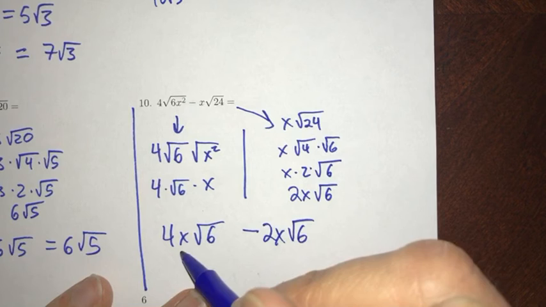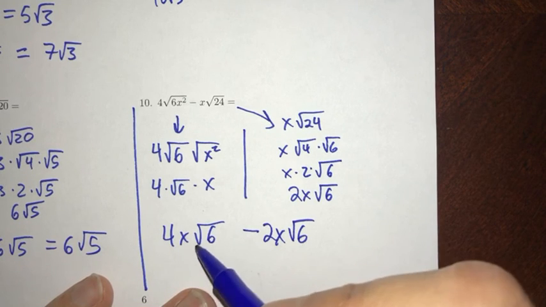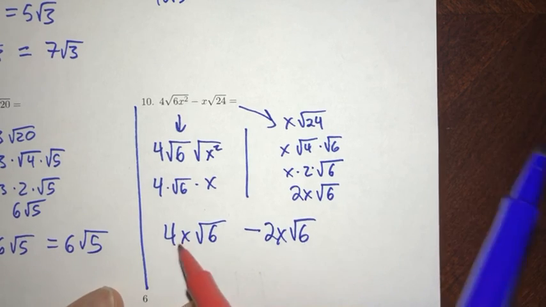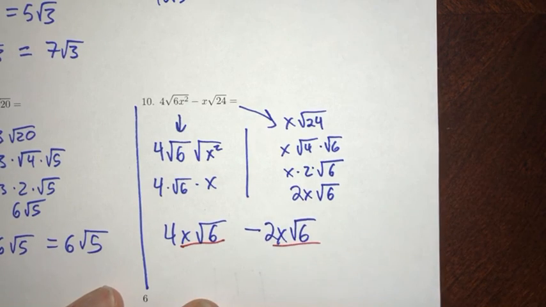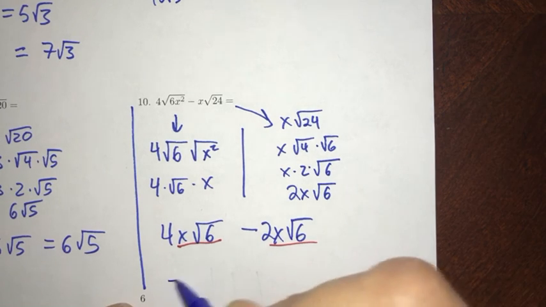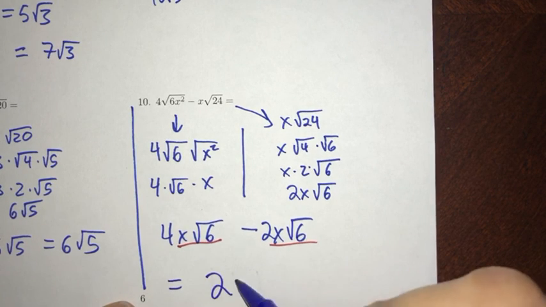And so 4x root 6 minus 2x root 6. Notice that they both have x root 6. That's really important. So all I'm going to do is work with the numbers in front. 4 minus 2 is 2, and then I'll attach this.